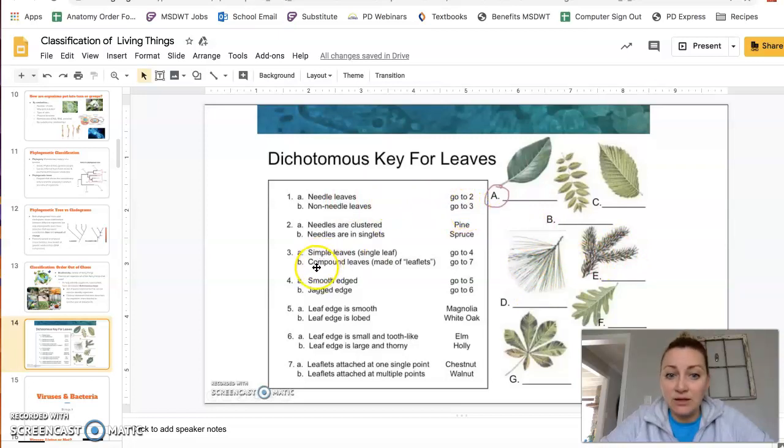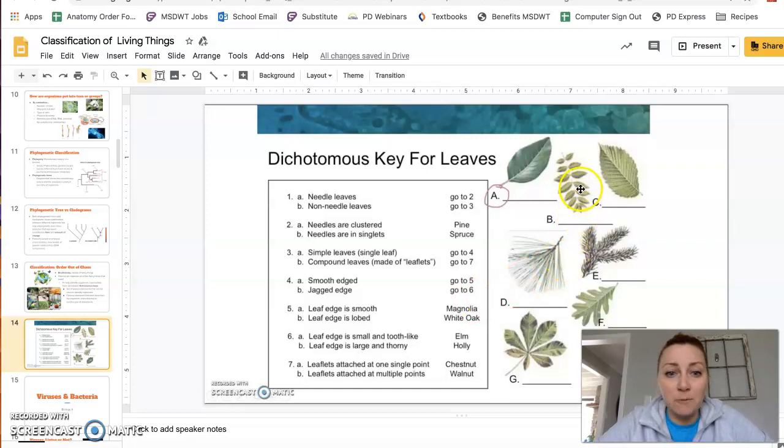Simple leaves, a single leaf, or compound leaves. This is simple. Something like this would be compound. And so we go to 4. Smooth edge or jagged edge. It's smooth. So it says go to 5. Was I just here? Leaf edge is smooth. It's a magnolia, and that is a magnolia leaf.